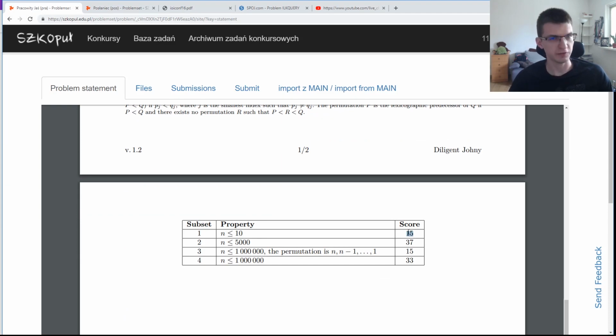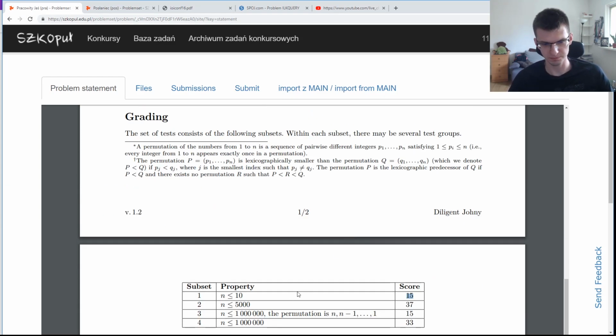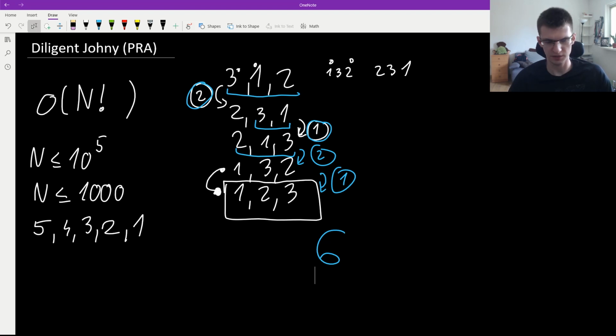Now we deserve 15 points. But it will be easy to do the second or third subtask, then just slightly harder to solve the fourth one for n up to 1 million. Let me change that. Here it wasn't 10 to 5, it was 10 to 6.